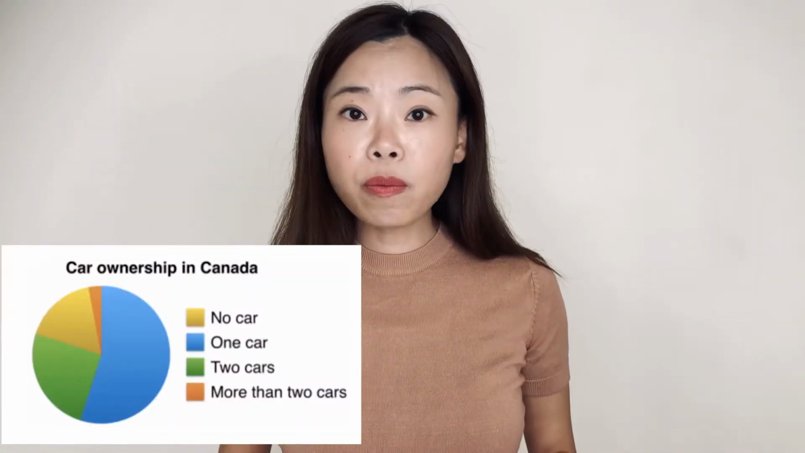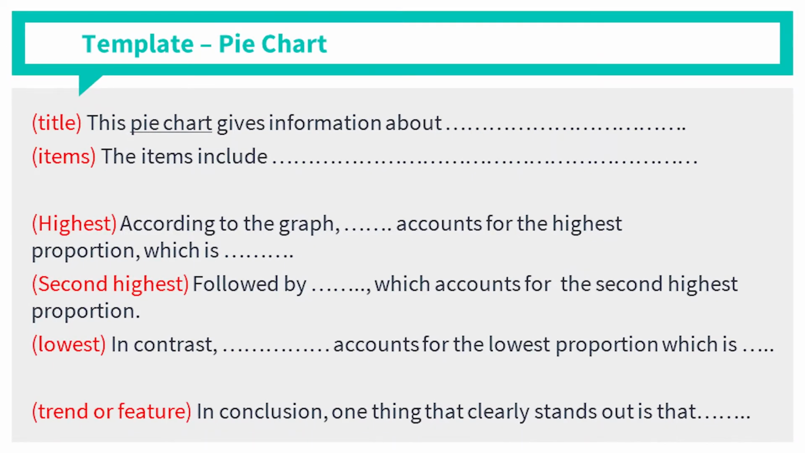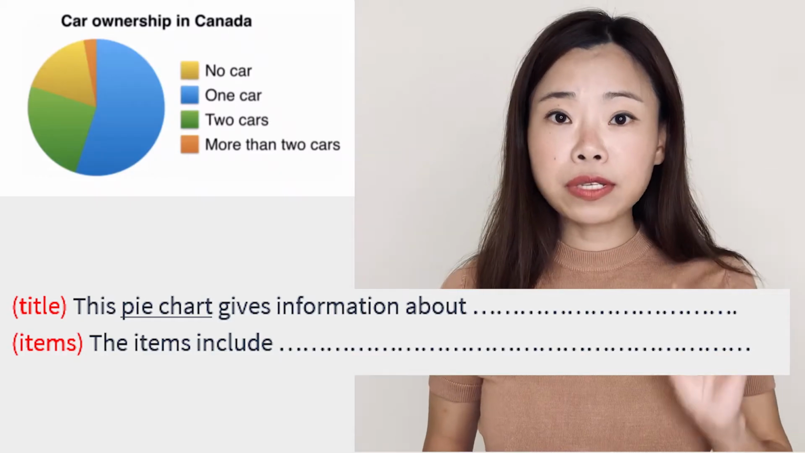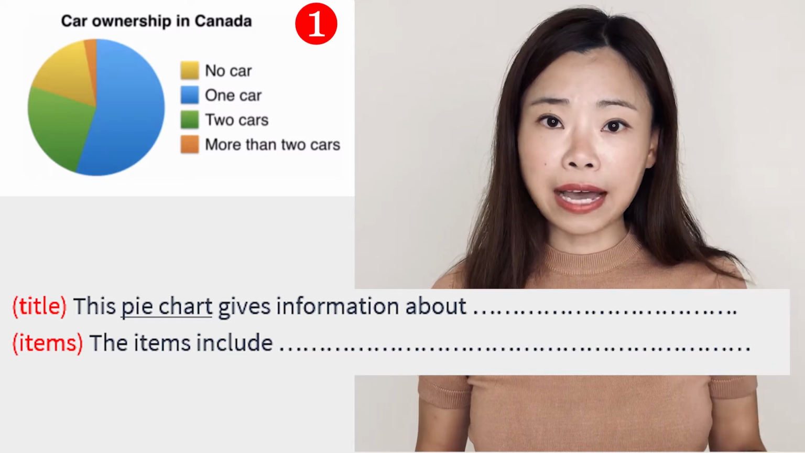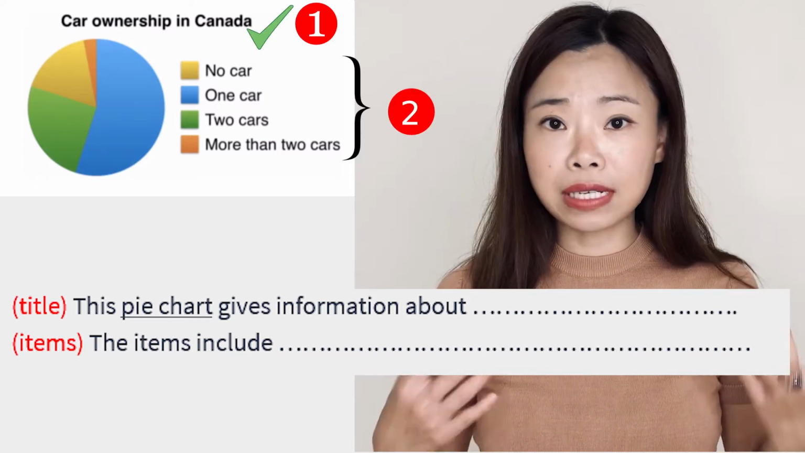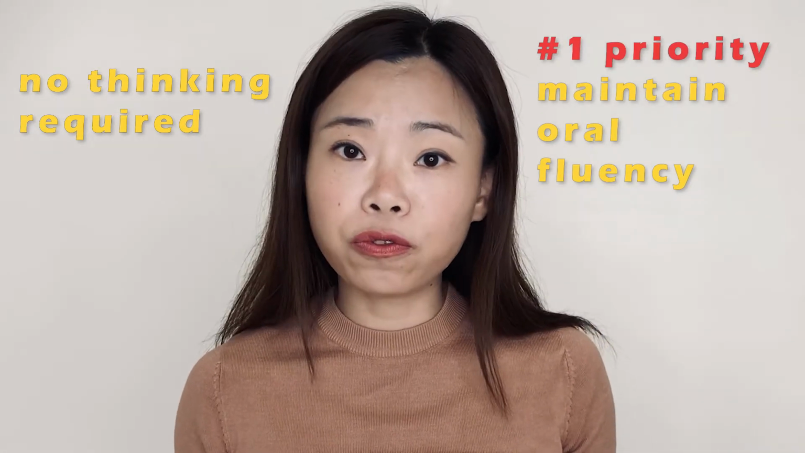Now let's get into it. This is a typical pie chart in PTE Describe Image. There are three parts to the template: the beginning, the body, and the conclusion. We want to say two sentences for the beginning, one to cover off the title, the other to cover off the items. Once you remember this template, it will be like reading straight off the screen. No thinking is required, and that's perfect for maintaining your oral fluency.